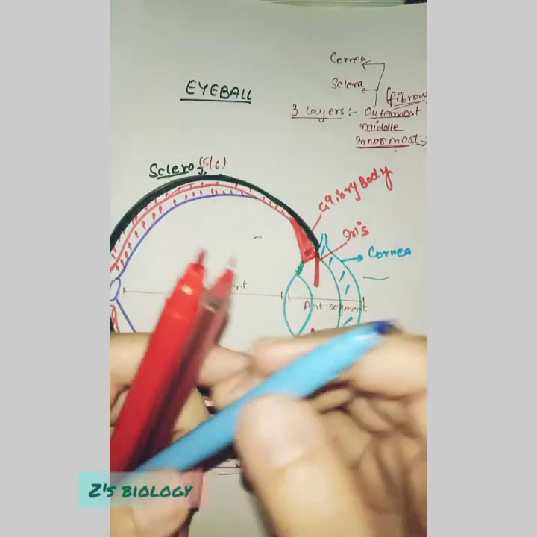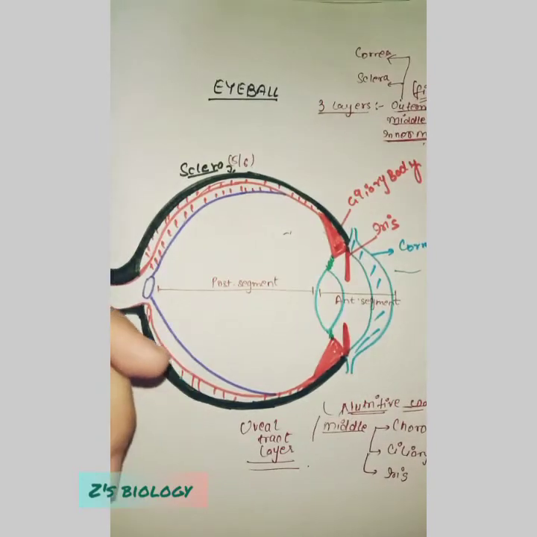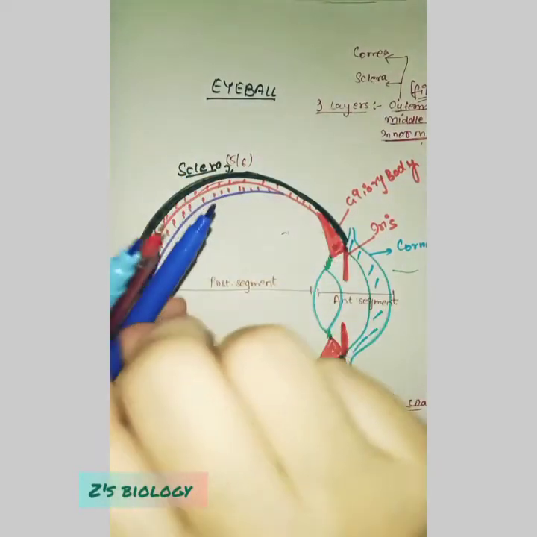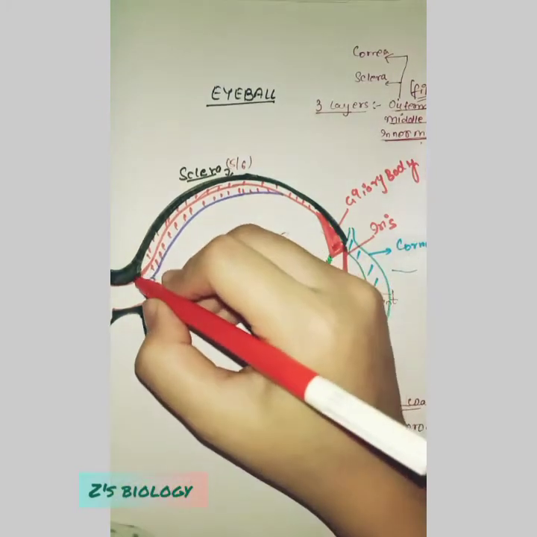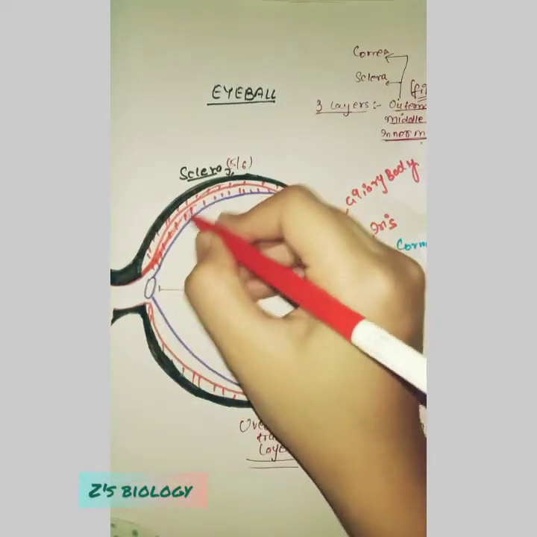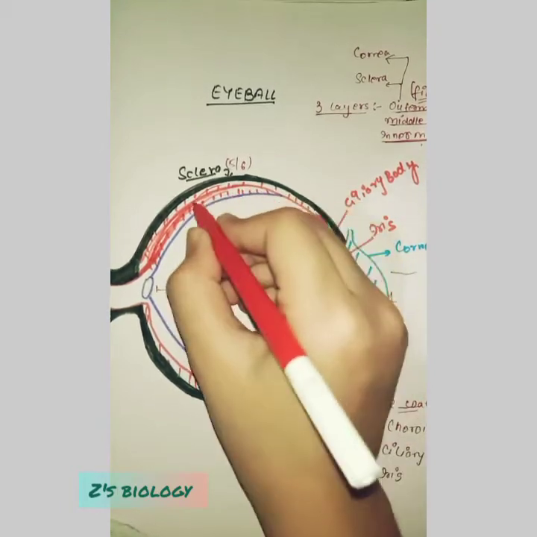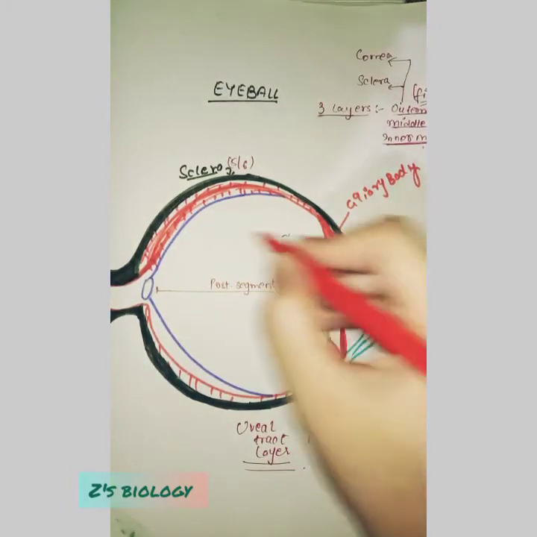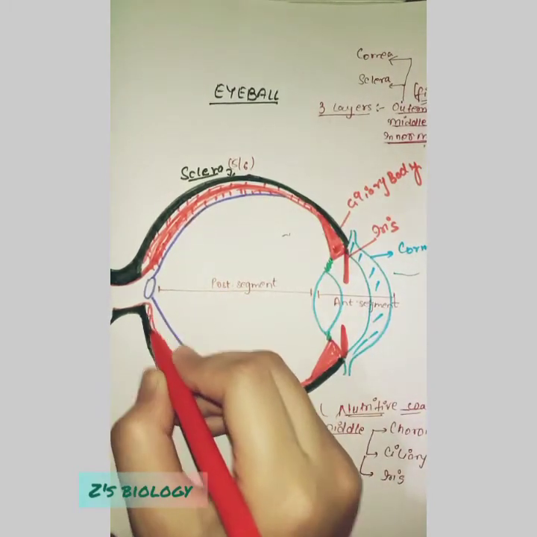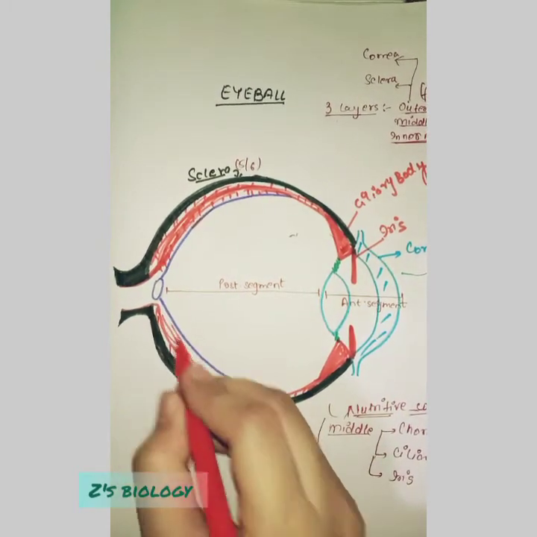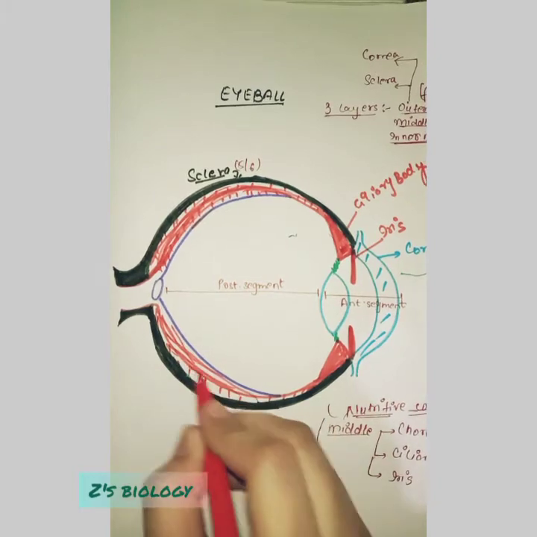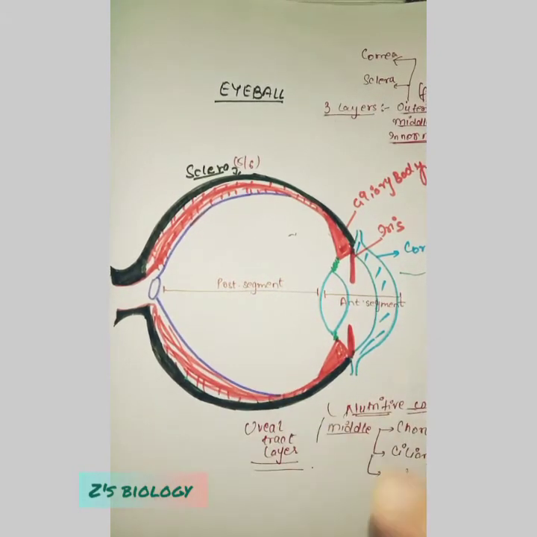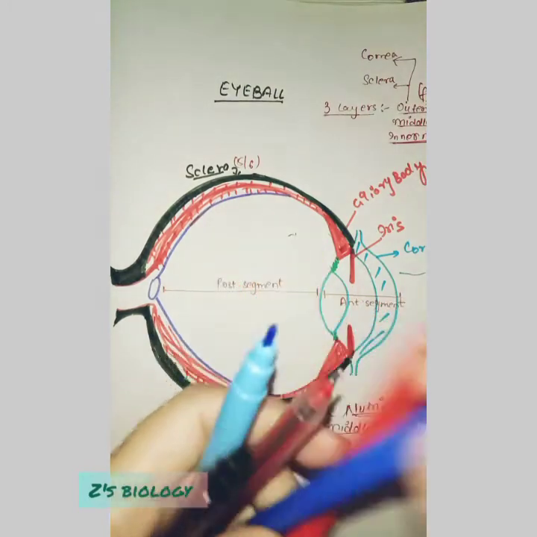So actually, the retina. This was the choroid, the middle layer. The middle layer of the eyeball extends into the ciliary body, and then the iris. Also here, this was the choroid, which is extended further into the ciliary body, and then the iris. Coming back to the retina.